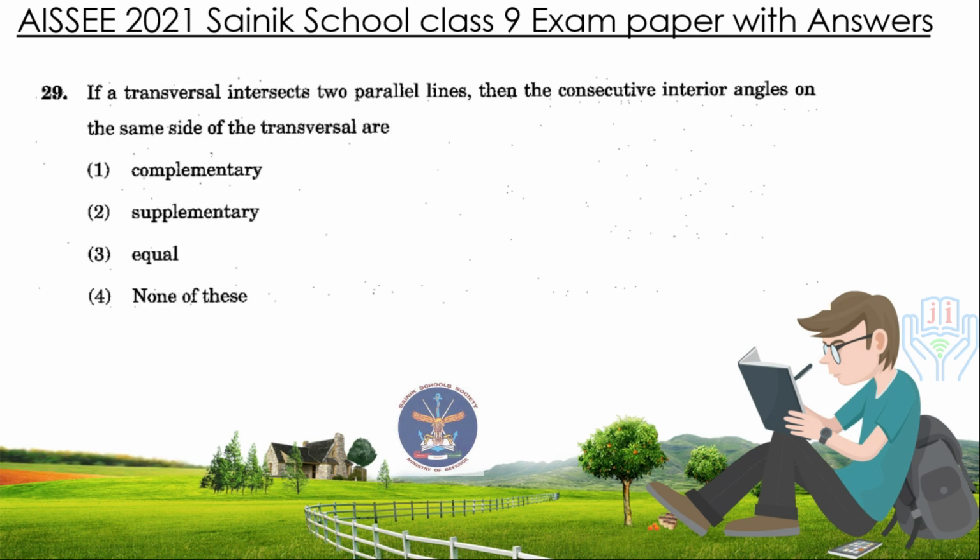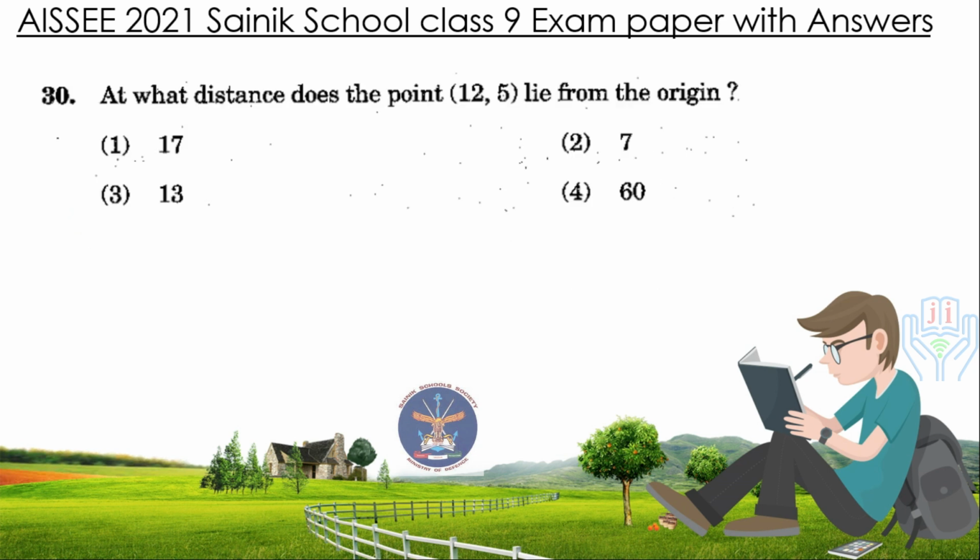If a transversal intersects two parallel lines, then the consecutive interior angles on the same side of the transversal are complementary, supplementary, equal, none of these. Answer supplementary. At what distance does the point 12,5 lie from the origin?